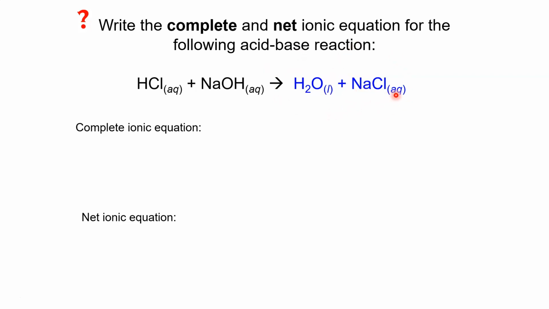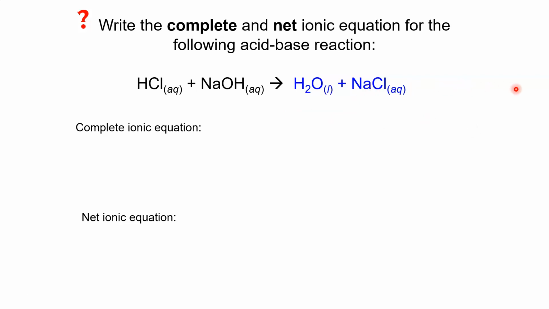Sodium chloride happens to be the salt for the reaction between hydrochloric acid and sodium hydroxide, but it could be something else. If this was potassium hydroxide, our salt would be KCl, for example. So just remember that for all neutralization reactions, the products are water and a salt. And if this is a strong acid and a strong base, as these both are, and we'll talk about those in a little bit, the only products are water and a salt.